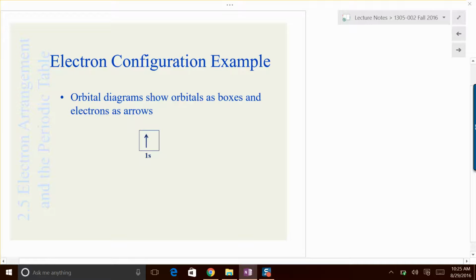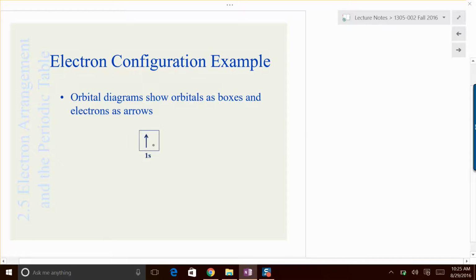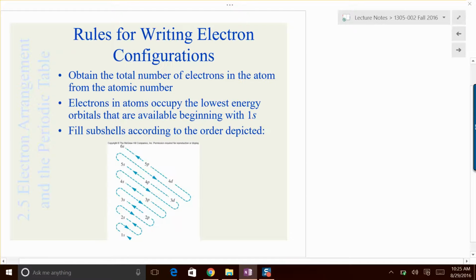So here's 1s1. That's hydrogen's electron. And if I was going to put helium's in there, I would put it in the down spin to get 1s2. 2 electrons there.